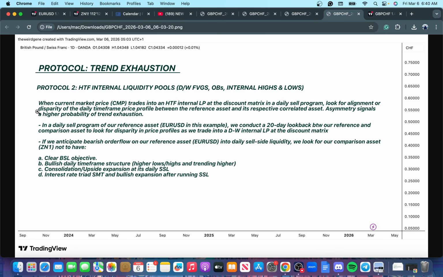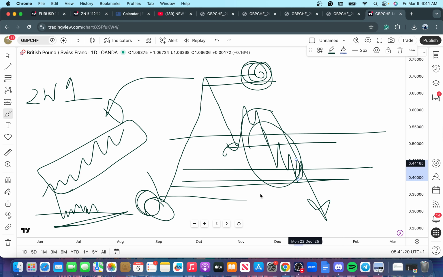But going back to trend exhaustion for internal range liquidity pools, again, what we're looking for is we don't want to see a clear buy side liquidity objective on a comparison asset. In this example, that would be 10-year treasuries. We also don't want to see a bullish daily time frame structure. So we don't want a situation where, as euro dollar trades down into an internal range liquidity pool, we see higher highs and higher lows on treasuries on the daily time frame profile. The same thing applies for consolidation or bullish expansion after running a sell side liquidity pool, and also SMT divergence and bullish expansion after running sell side liquidity.